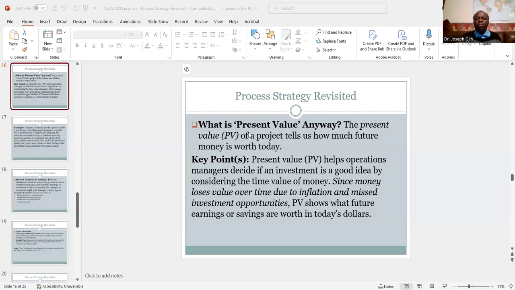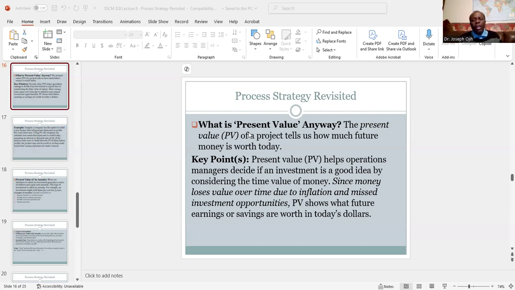What I'm going to teach you now is how to calculate the present value of a project. The first question we'll ask ourselves is this: what is present value anyway? Present value simply tells us how much a future project is worth today. In other words, the present value of the project tells us how much future money is worth today. When we apply it to a project, it tells us how much the future value of that project is worth today.